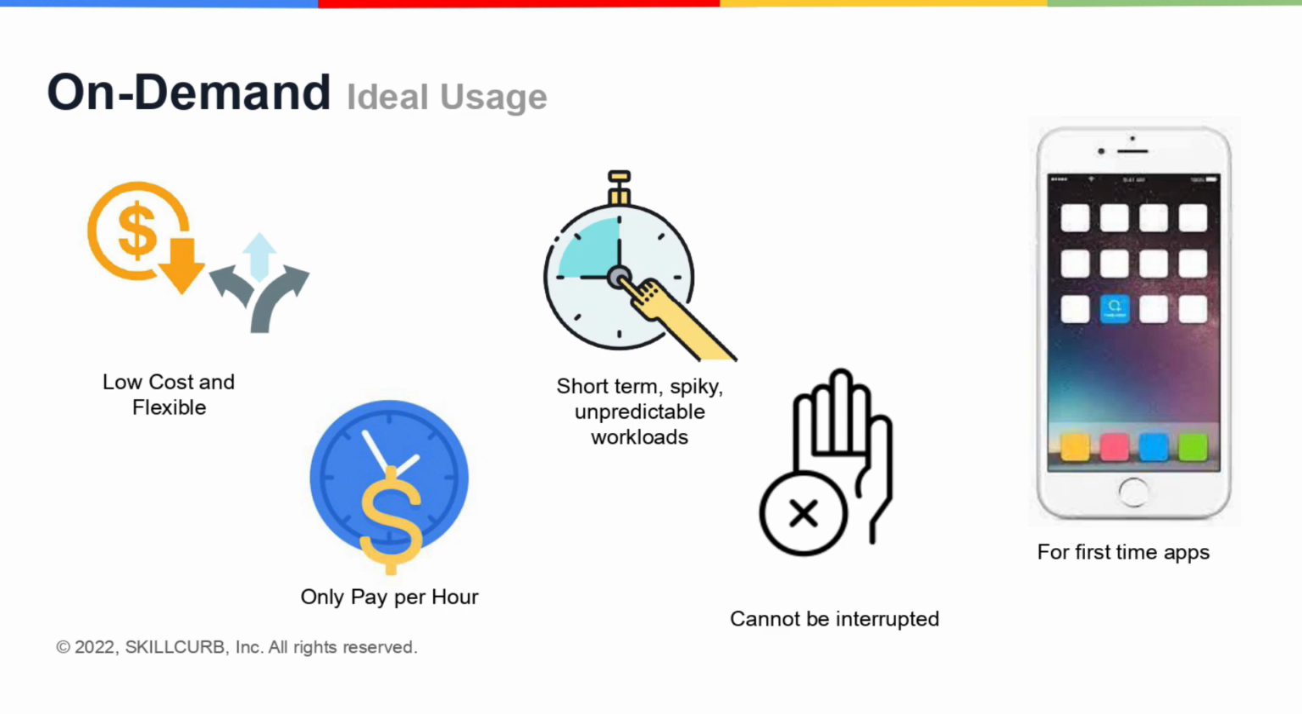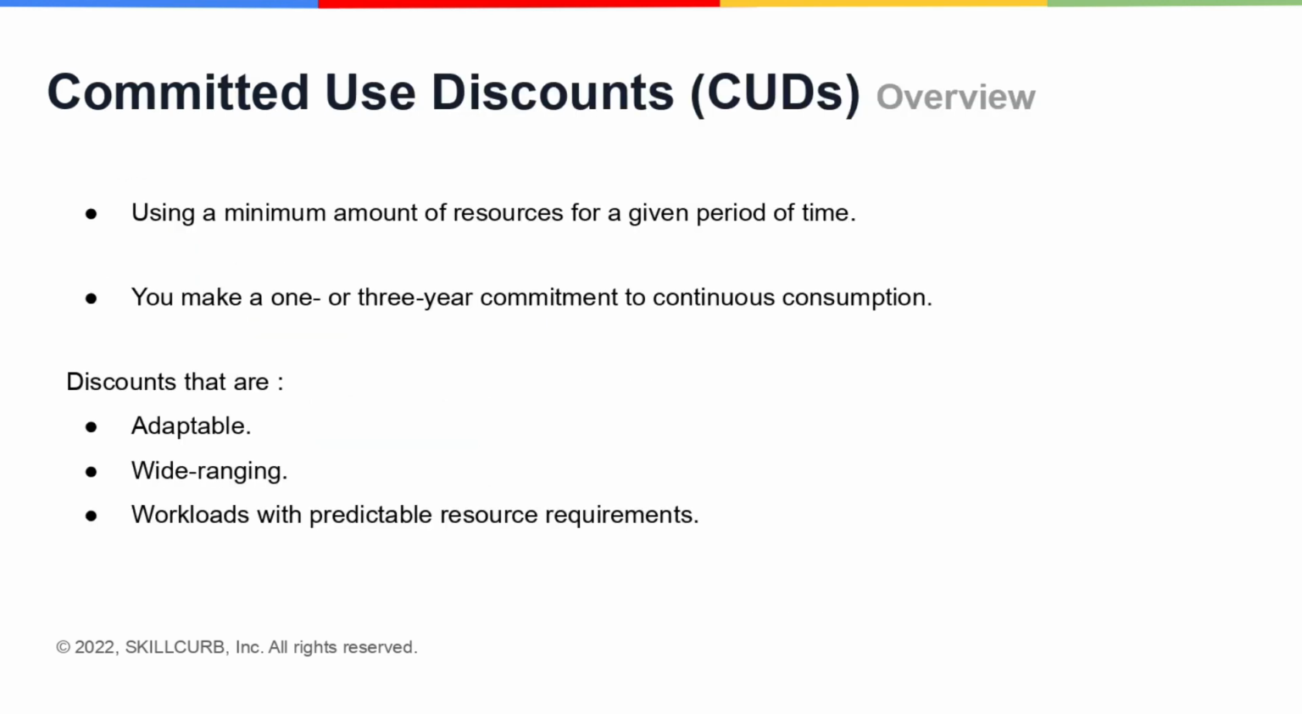or for first-time applications. In return for your promise to commit to using a minimum amount of resources for a given period of time, committed use discounts or CUDs offer cheaper costs. When you acquire Google Cloud Committed Use Discounts, you make a 1 or 3-year commitment to continuous consumption. Discounts that are adaptable, wide-ranging, and perfect for workloads with predictable resource requirements. Any consumption that exceeds the pledged amount is charged at the on-demand rate, but you receive a discounted rate on the usage that your commitment covers.